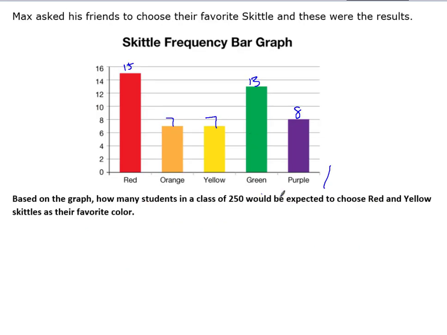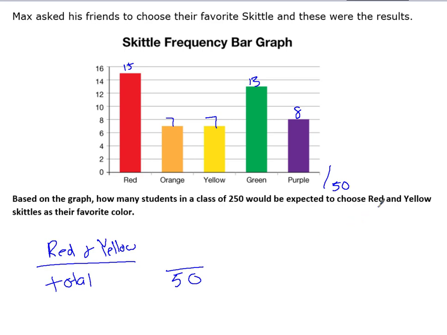Of 50 students. Alright, so red and yellow were the only 2 colors that were being asked, out of the total number of students. So my whole graph encompasses all students. So I have a total of 50 students that participated, and how many students chose red and yellow? So red is 15 and yellow is 7. Okay, I'm going to take my 15 and my 7 and I'm going to add them together. That's 22 students.